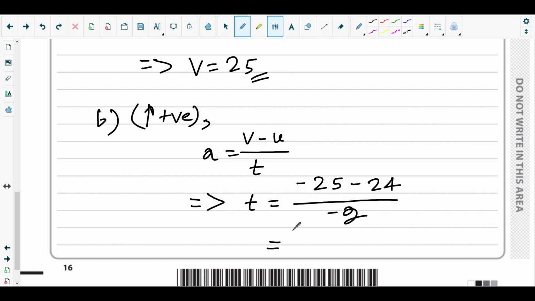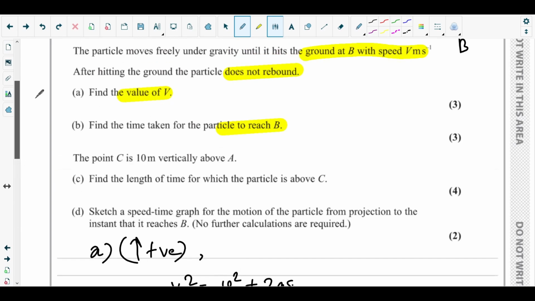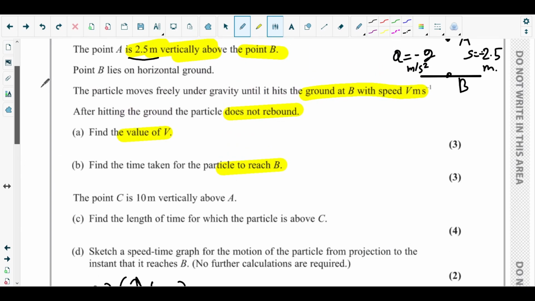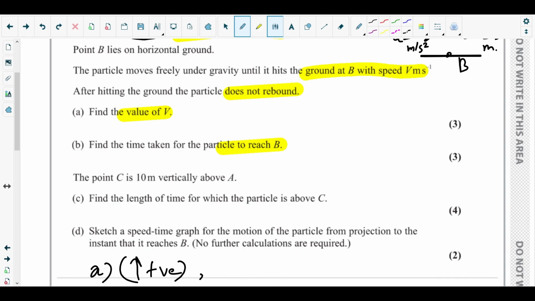So what would be the value? Negative 49 over negative 9.8. This gives you 5, positive 5. Time can never be negative. So t equals 5 seconds. So the total time required to reach the ground is 5 seconds, and that's what they have asked in part B.